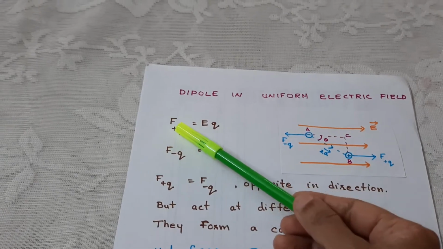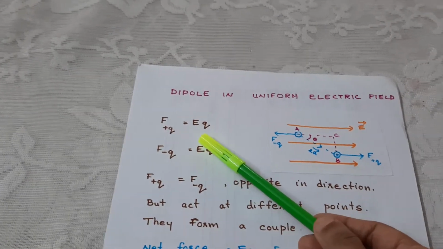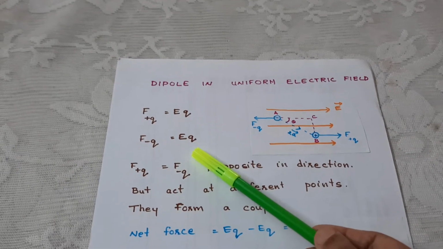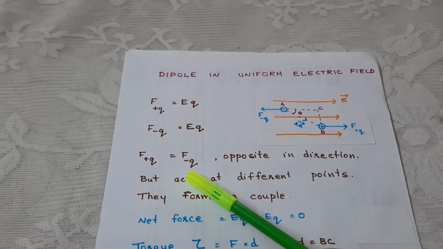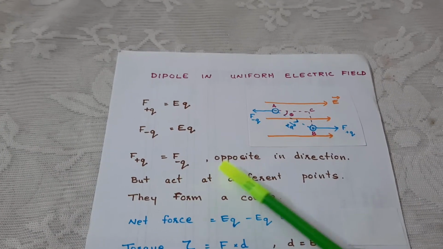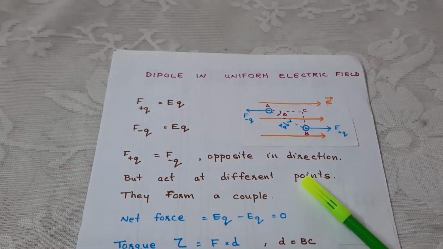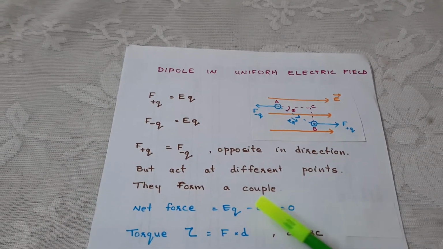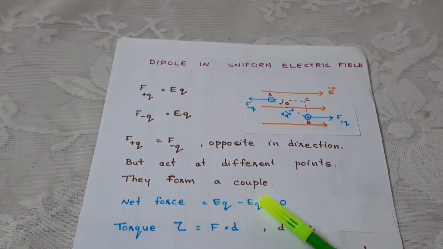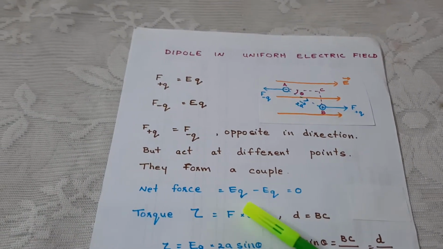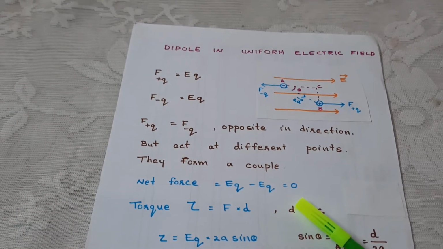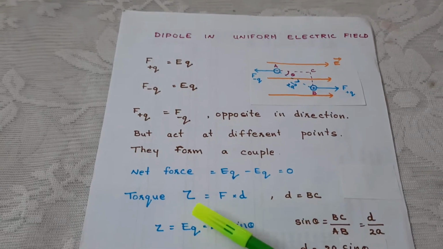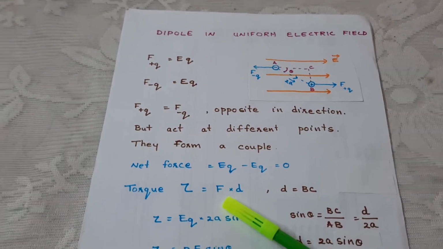The force acting on the charge, F plus Q is equal to EQ and F minus Q is equal to EQ. Both the forces are equal in magnitude but opposite in direction. But they act at different points, so they form a couple. But the net force is zero, as the forces are equal and opposite. But a torque acts on the dipole.